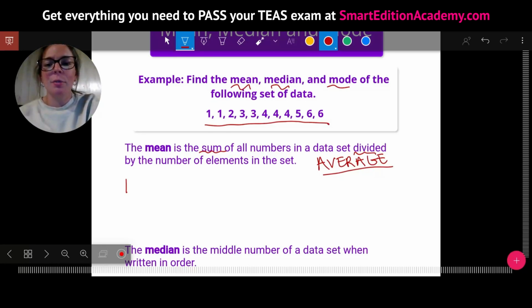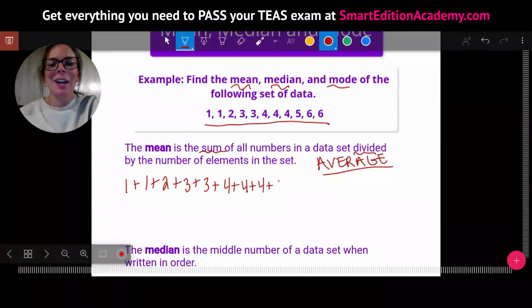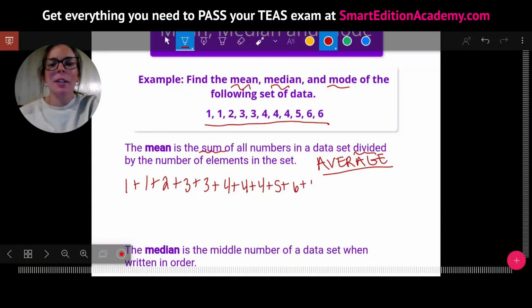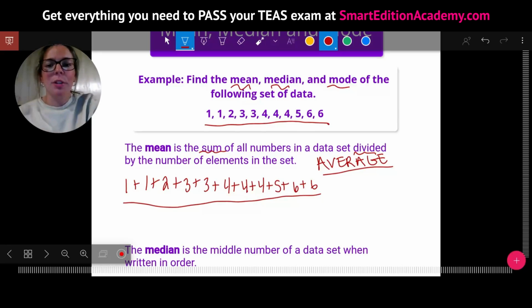So we'd have to do 1 plus 1 plus 2 plus 3 plus 3 plus 4 plus 4 plus 4 plus 5 plus 6 plus 6, okay? Over, well, how many pieces of data are there? So I would have to count them. 1, 2, 3, 4, 5, 6, 7, 8, 9, 10, 11.